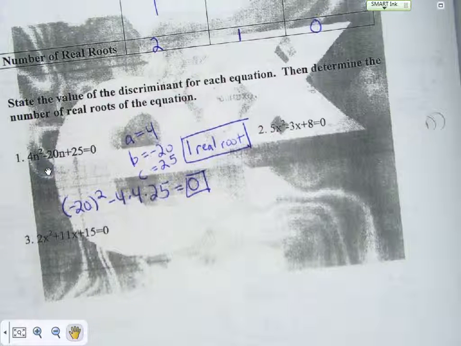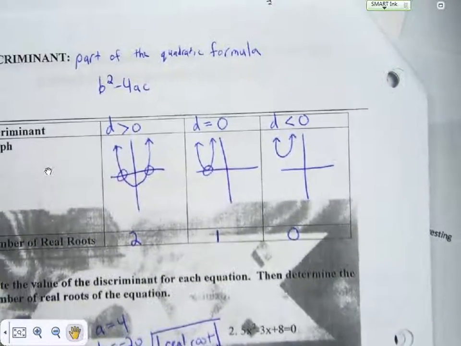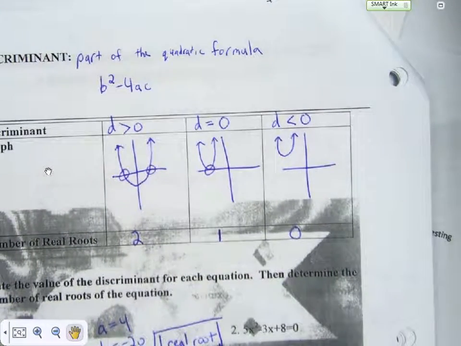Yesterday we talked about the discriminant. And remember that the discriminant is really just part of the quadratic formula. It's a very important piece. It tells me how many real solutions I have. It also gives me a picture of what the graph is kind of going to look like.